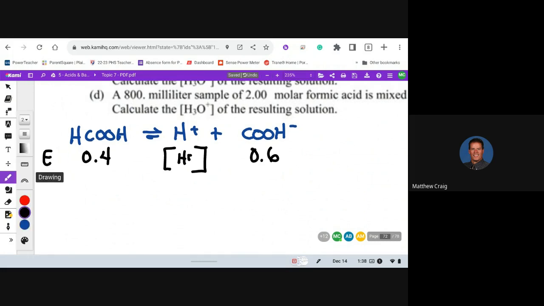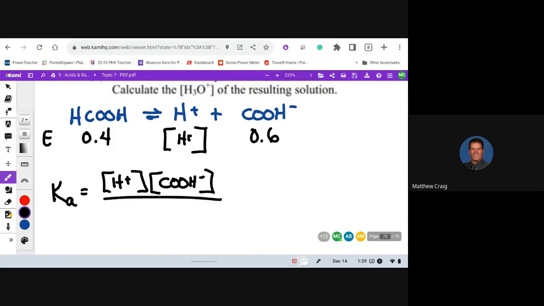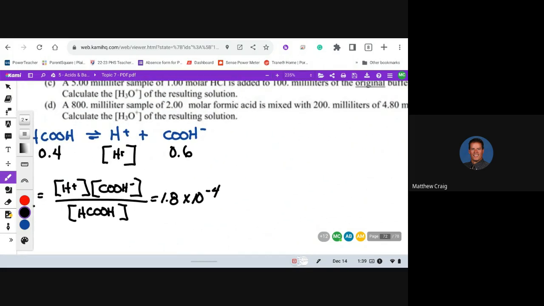So let's get our Ka, which is hydrogen times formate over formic acid. We could also use the Henderson-Hasselbalch equation, yes. Of course you could. But I definitely want to get out my expression. The children jump up and down for joy when they see the expression. Or at least they should.